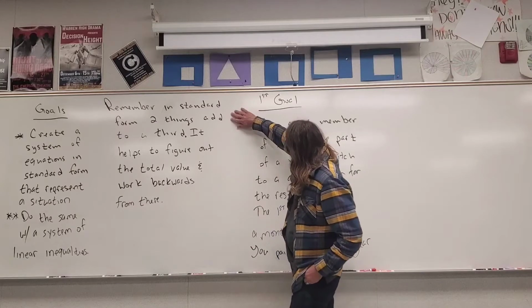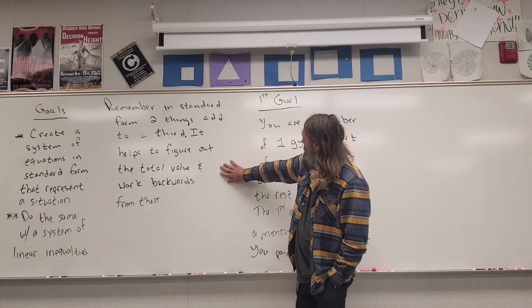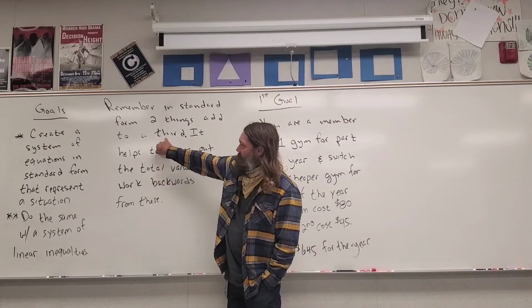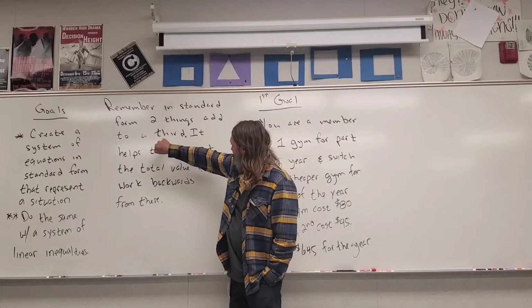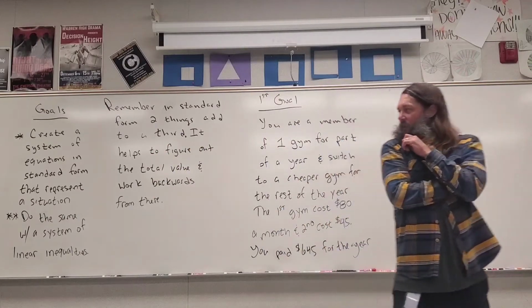Remember, in standard form, two things add to a third. It helps to figure out the total value and work backwards from there. The total value is what's being added to. Okay, so we can identify that number, then we can kind of reverse engineer our equations and create our equations in standard form.